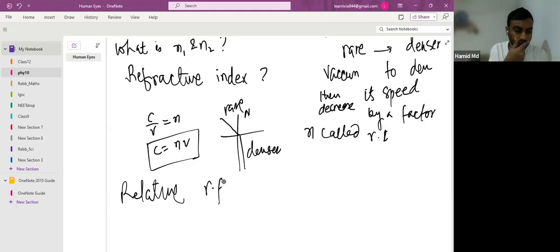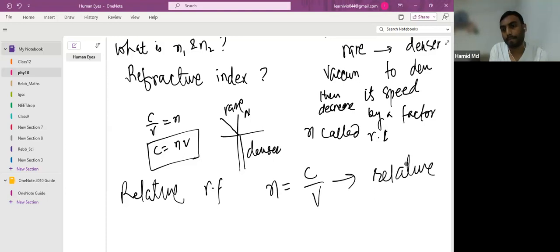Relative refractive index refers to the rate at which the speed of light changes as it comes from one medium to another medium. This change is the refractive index. Okay, this is the relative one. This c over v is also called the relative refractive index.